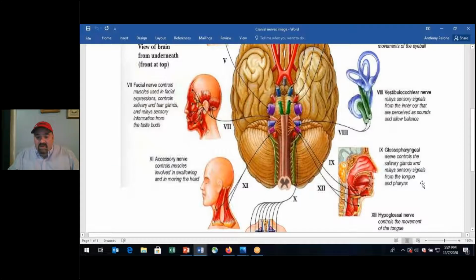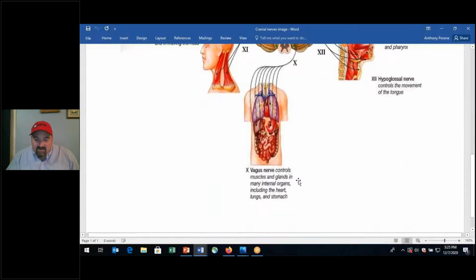So cranial nerve number 9 here, you're seeing this nerve controls the salivary glands, and relays sensory signals from the tongue and the pharynx. So also we're looking at cranial nerve number 9 for your sense of taste in the posterior aspect of the tongue, okay? Then we go to cranial nerve number 10, which is down below here.